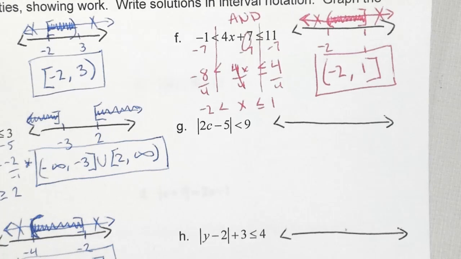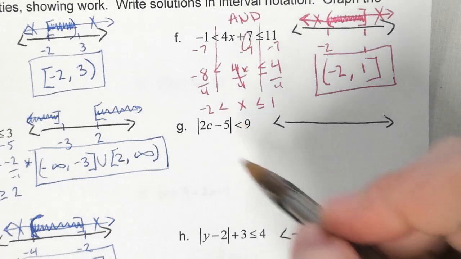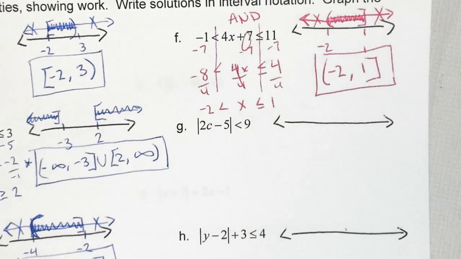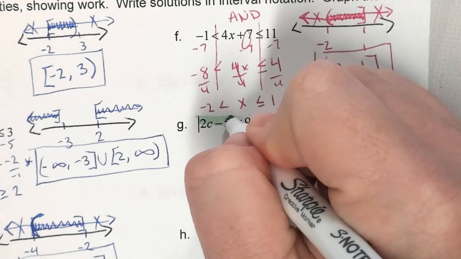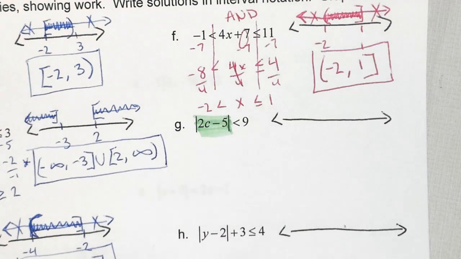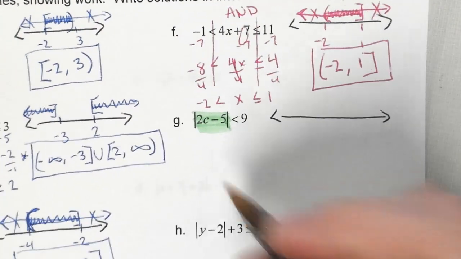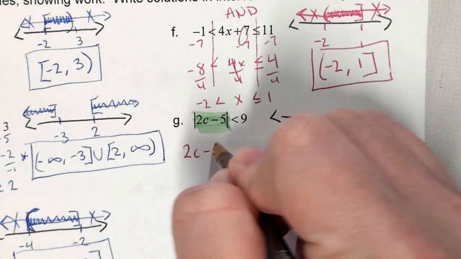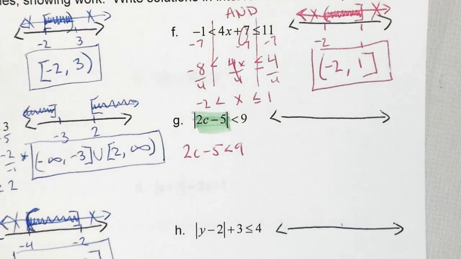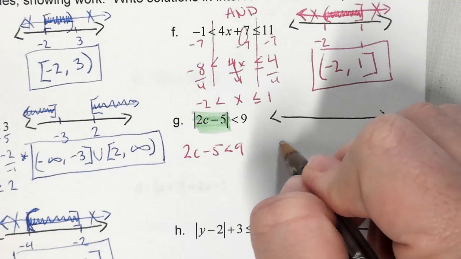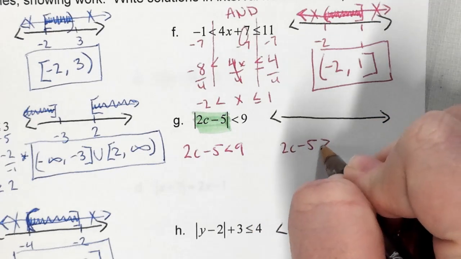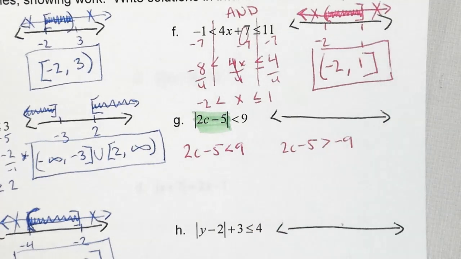That takes me into my absolute values. Absolute values means that once my absolute value is alone, which right here it is alone, I have to separate. So I'm going to rewrite 2c minus 5 is less than 9. I rewrite it exactly. And then I rewrite it 2c minus 5 is greater than negative 9. And I have to solve both.